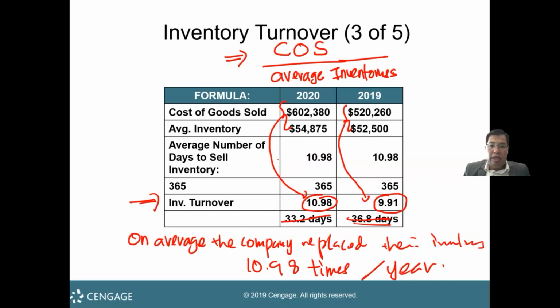If you use the number of days, then we get 33 days, 365 divided by 10.98, but you don't have to go into this detail. I'm not going to push you to this extent. So the higher the number of inventory turnover, the more it shows that the company actively or quickly replaces its inventories.